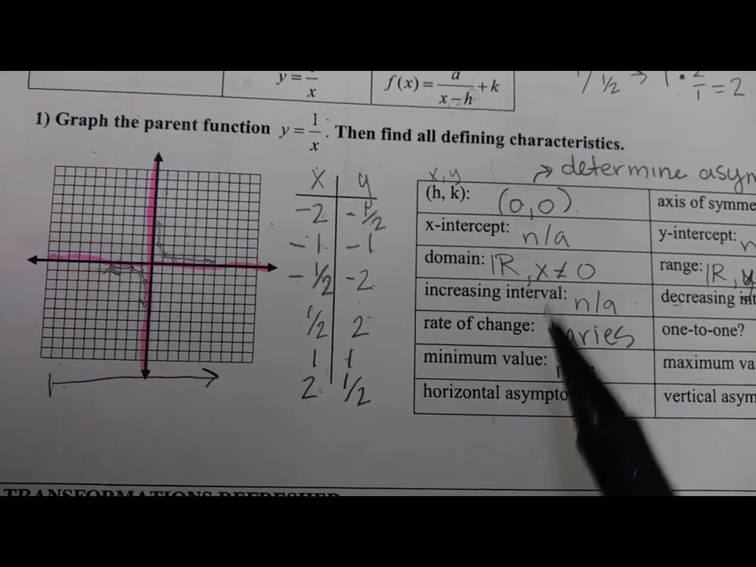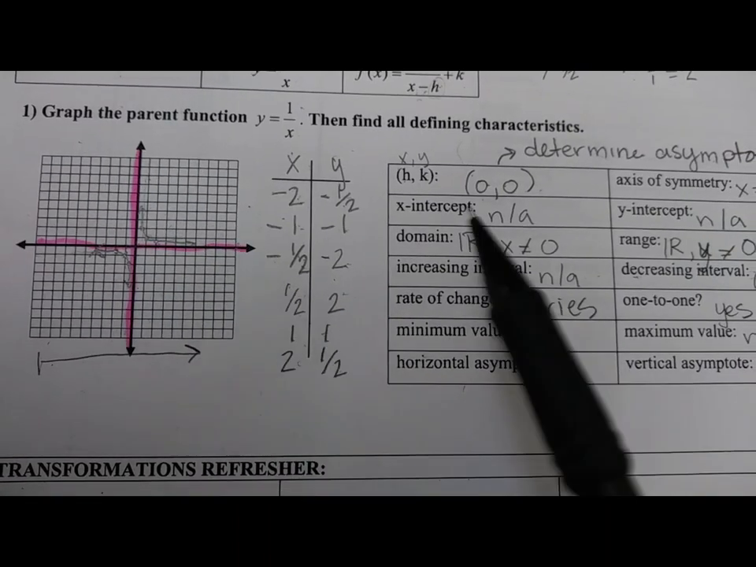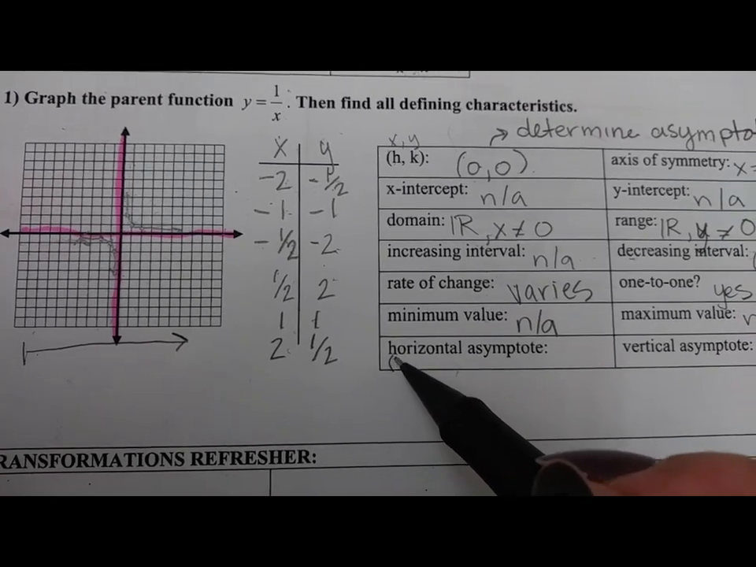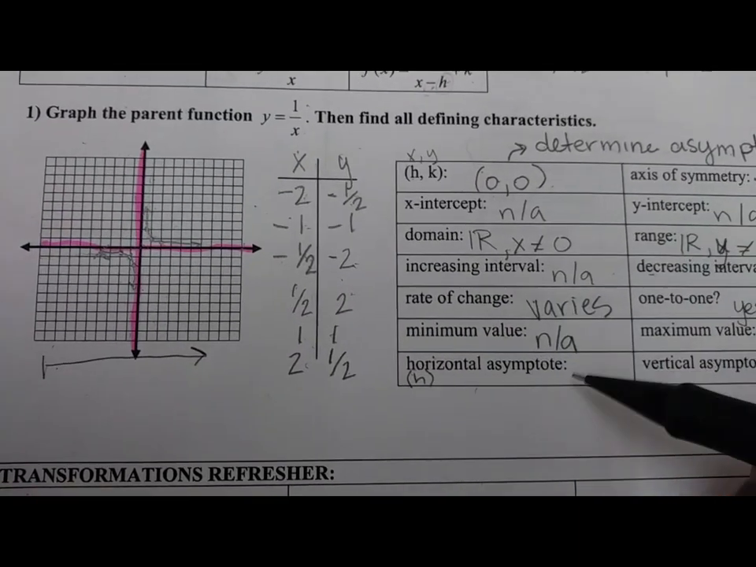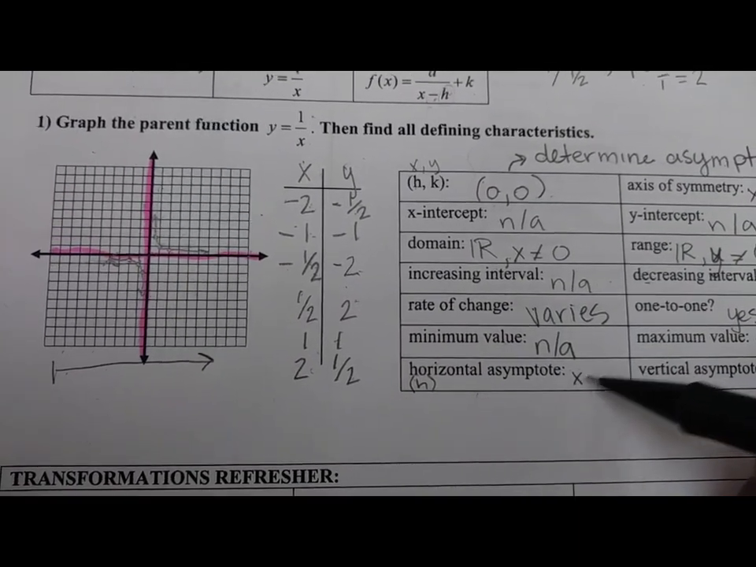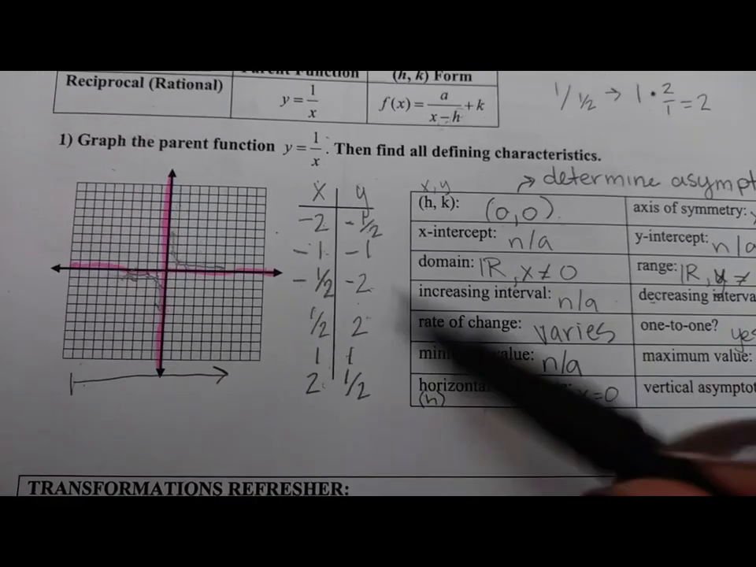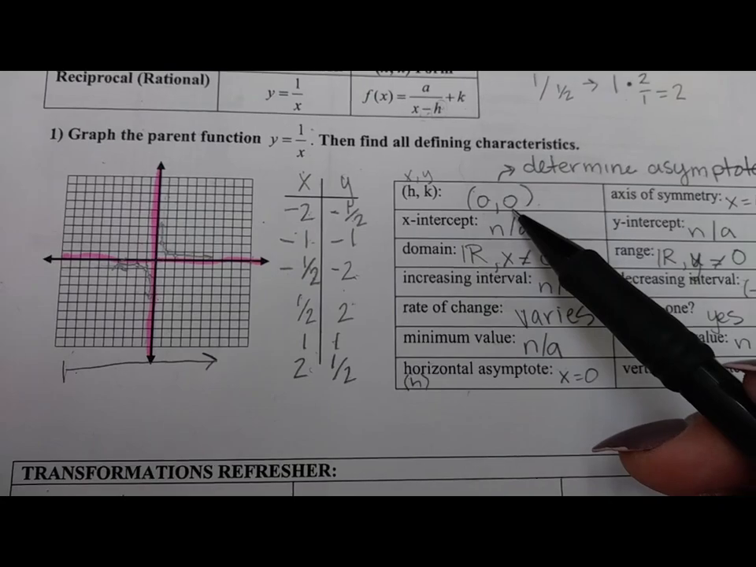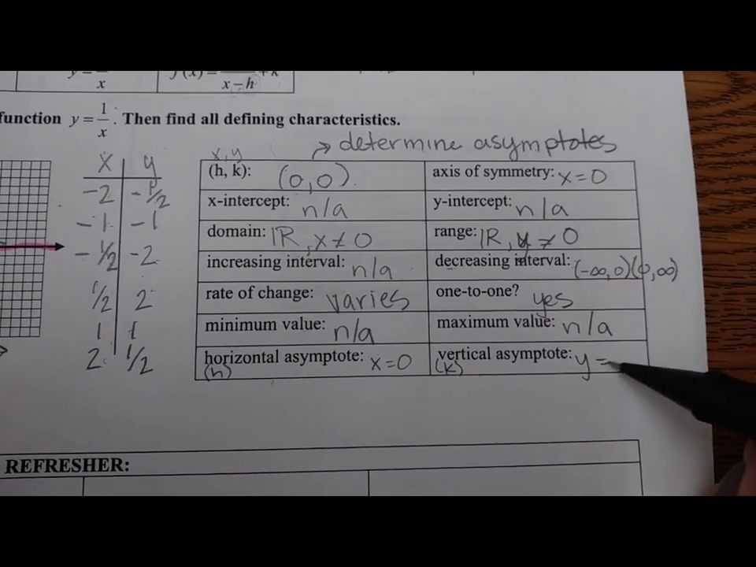The horizontal asymptote, you're going to look at the line that runs horizontal, which is our x-axis. So you're always going to look for your horizontal asymptote, you're going to look at h. And when we look at h, we see that it's 0. So we're going to say x equals 0. Then when we look for our vertical asymptote, we're going to look at our vertical line, which is our y. And we're going to look at k, which is our y value. And we're going to say that y equals 0.